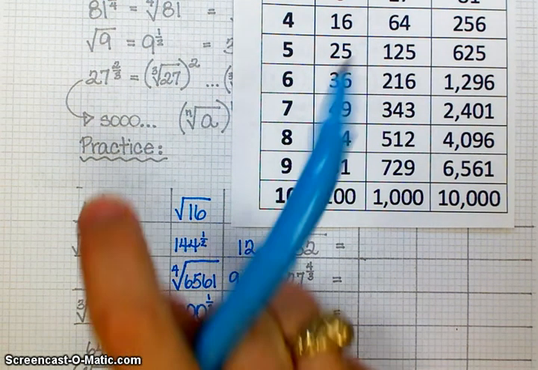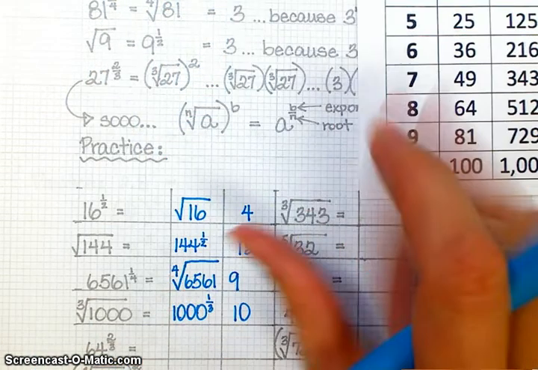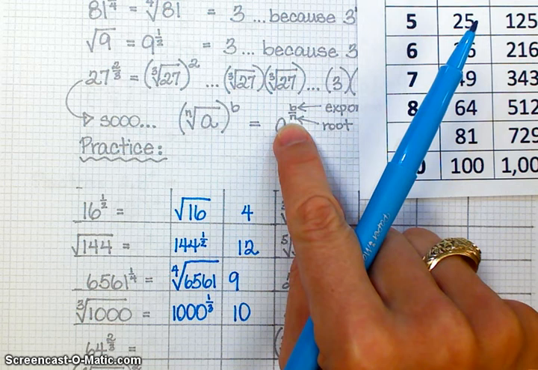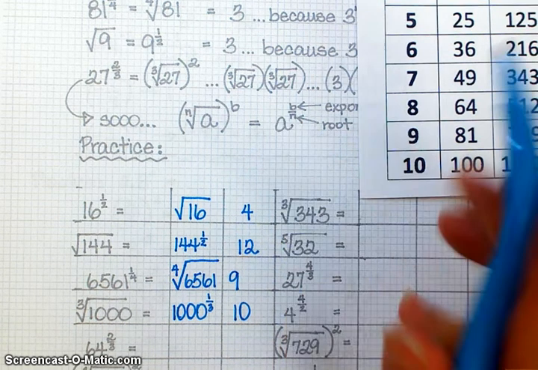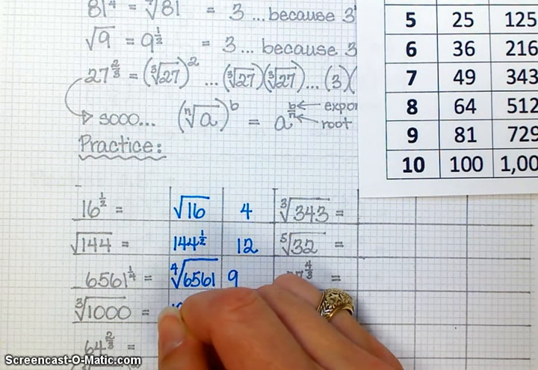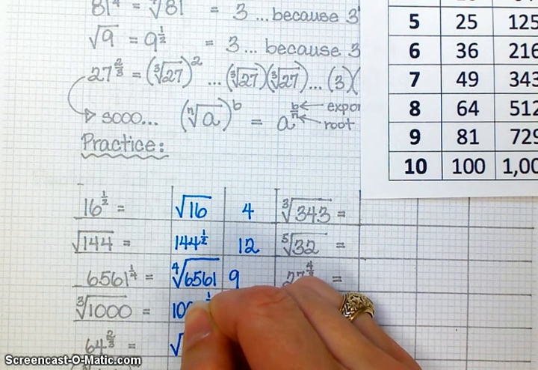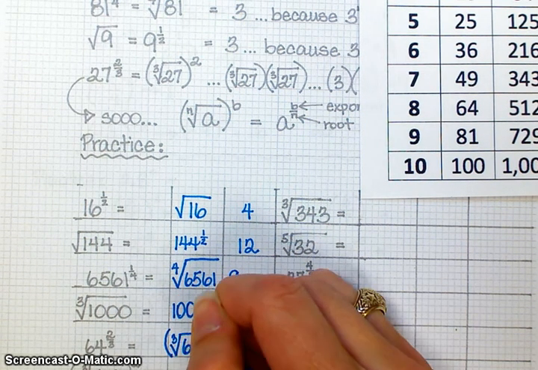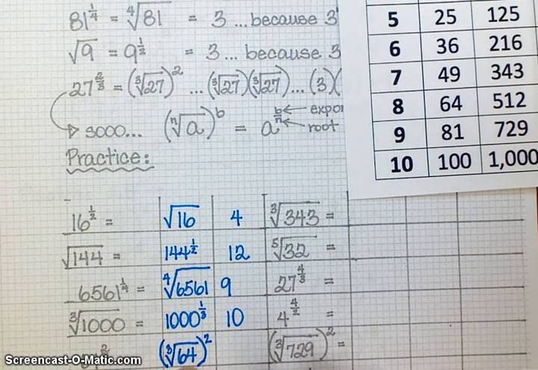So we go back up here and we remind ourselves of the format. The root number comes from the denominator. What we're going to raise it to after that comes from the numerator. So here we go. This is going to be the cube root of 64, squared.